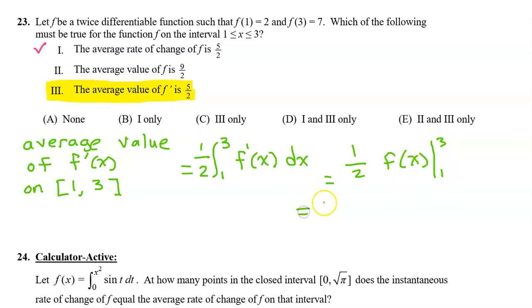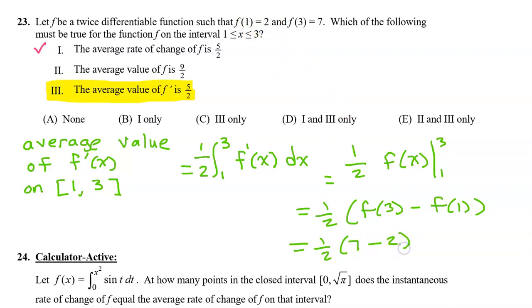So we're going to get 1/2 times f at 3 minus f at 1. So that's 1/2. And then we know that f at 3 is 7. And we know that f at 1 is 2. 7 minus 2 is 5. So we have 1/2 times 5, which is 5/2. So the third statement checks out.